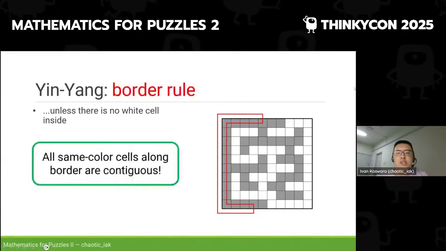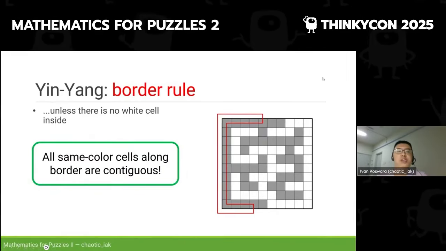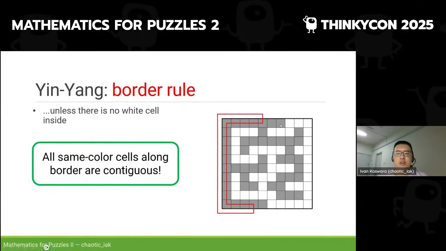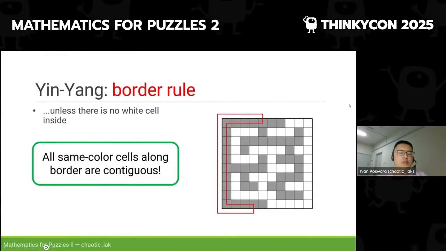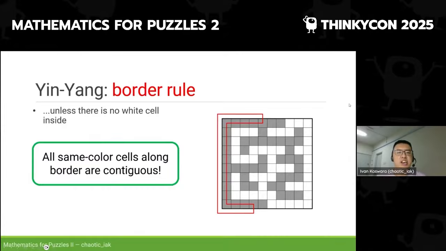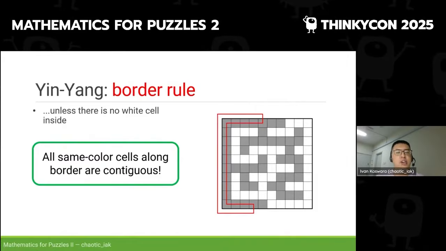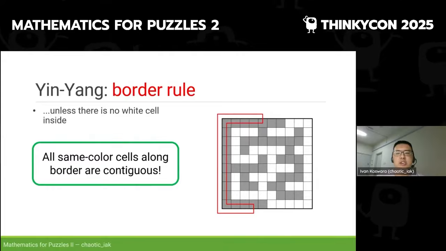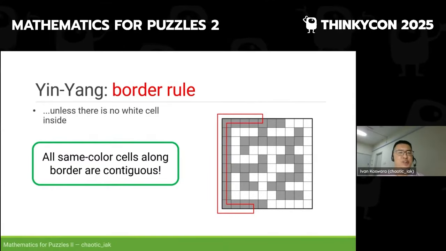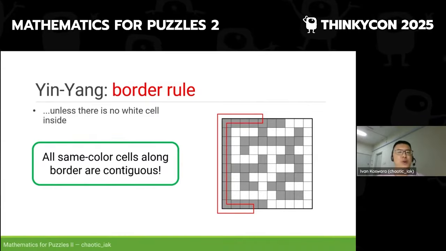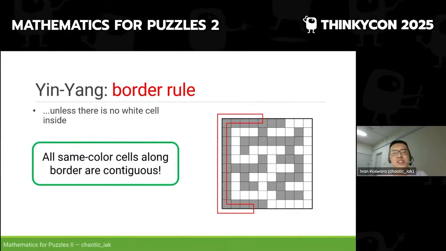All the cells of the same color, all the black cells here, are contiguous with each other. Here you can see the black cells are contiguous along the border, the white cells are contiguous along the border. And again, this rule is not something that is explicitly stated in the rules of Yin-Yang, it's something that arises naturally. And if you want to solve Yin-Yang puzzles, you need to know the no checkerboard rule, you need to know the border rule, because it is used so much.